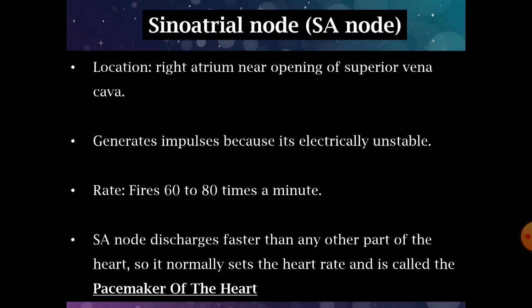The SA node discharges faster than any other part of the heart, so it normally sets the heart rate, and it's also known as the pacemaker of the heart. So when you are asked about the pacemaker of the heart, you can say that the SA node discharges faster and it also sets the heart rate. That's why it's known as the pacemaker of the heart.